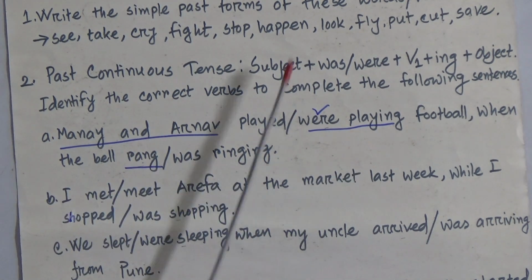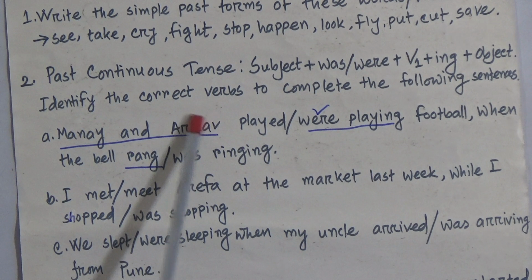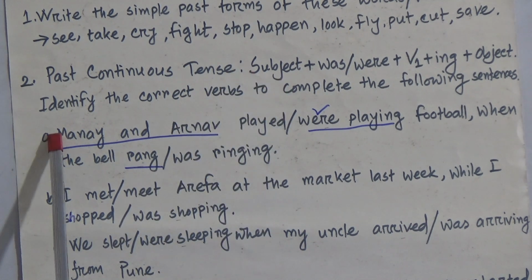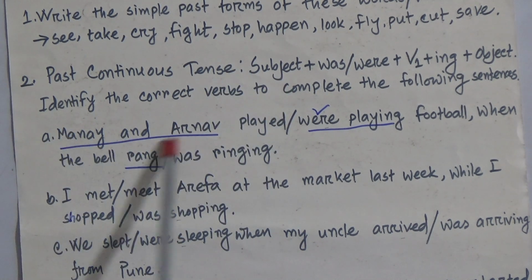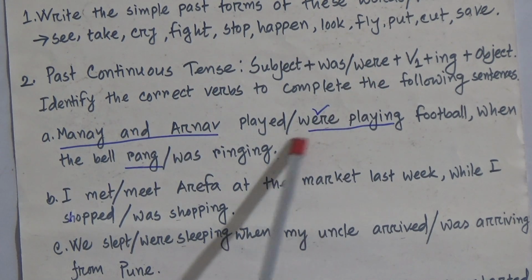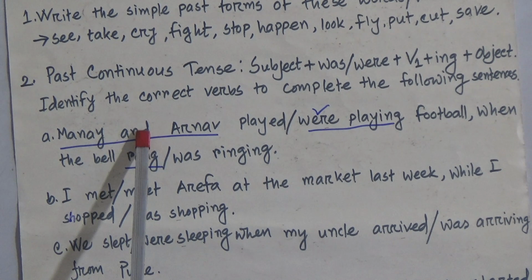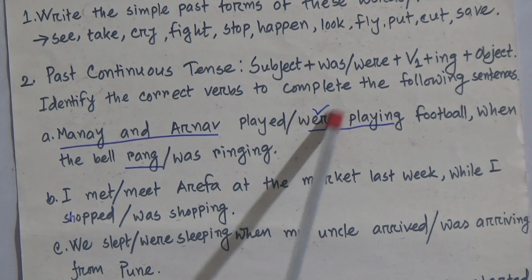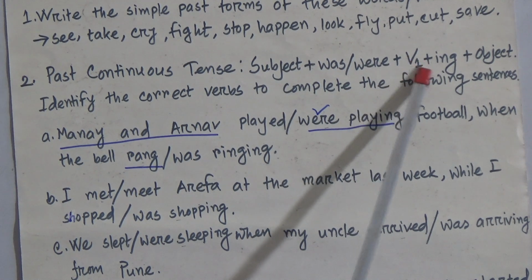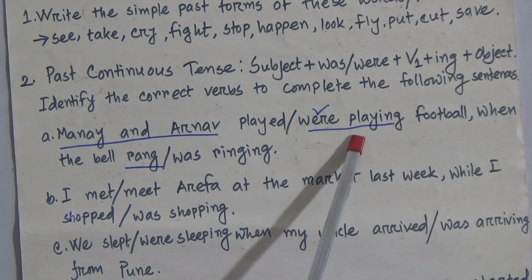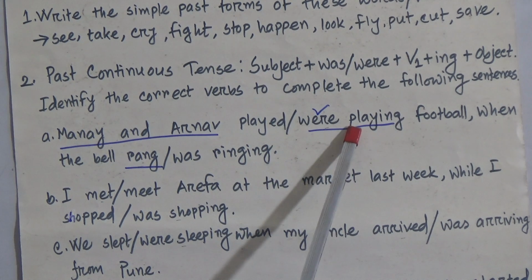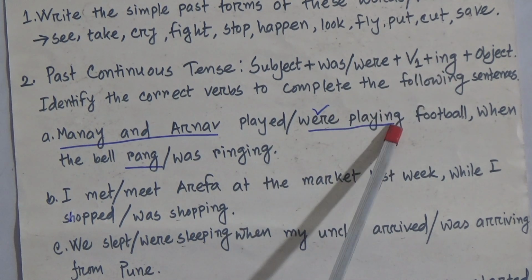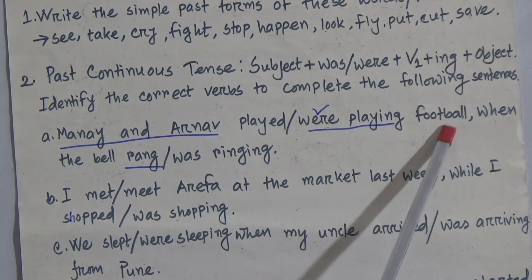Along with the structure, you can see that Manav and Arnav, these 2 are the subject. Why were? Because the subject is plural. So after were we have to use the present form along with ing. The present form is play, so play plus ing, playing. After that the object.